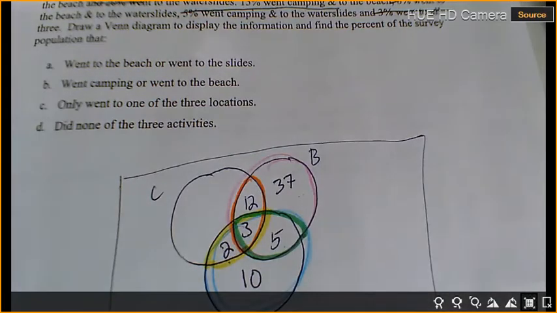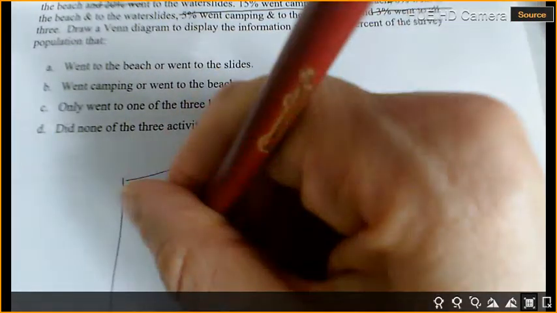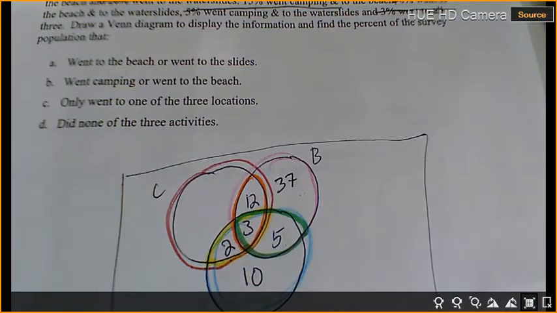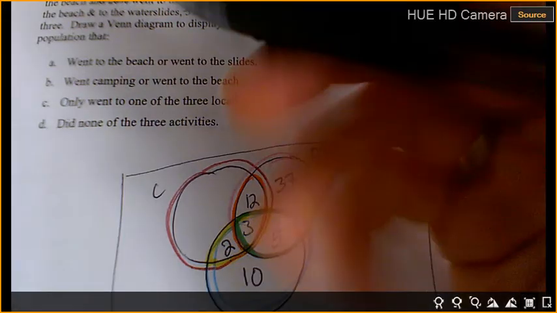Okay. Right here, camping, 35% went camping. So I'm going to go 35 minus 12 minus 3 minus 2 gives us 18.